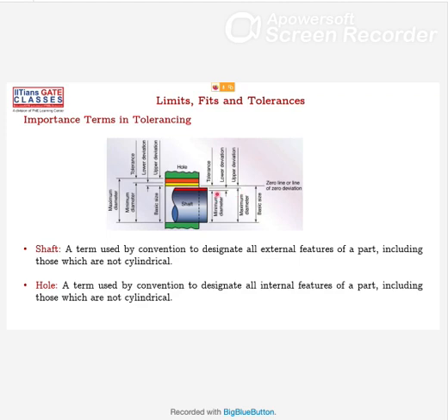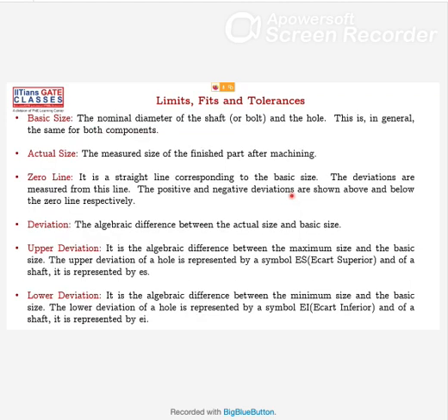So this is the zero line. So deviation is nothing. Please remember, this deviation is very important. Deviation is the algebraic difference between the actual size and the basic size. For a hole there will be some deviation, and for a shaft there will be a deviation. Please remember this: it is the algebraic difference between the actual size and the basic size.